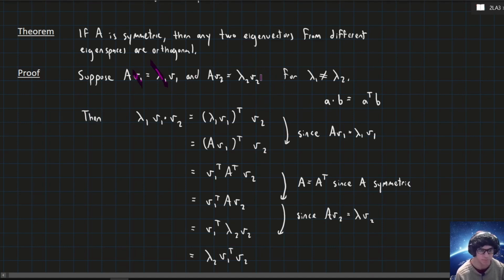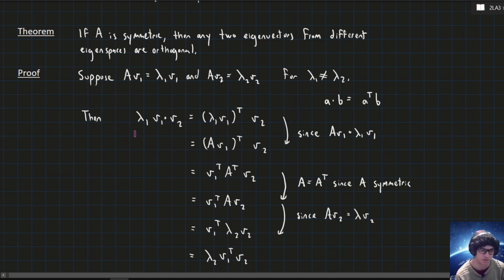And suppose we have another pair, V2 and lambda 2. And we assume that the lambdas are different, so lambda 1 does not equal lambda 2. What we want to show is that since A is symmetric, V1 and V2 are actually orthogonal. That's not true for most matrices, but it is true for symmetric matrices. So here's how we prove this.